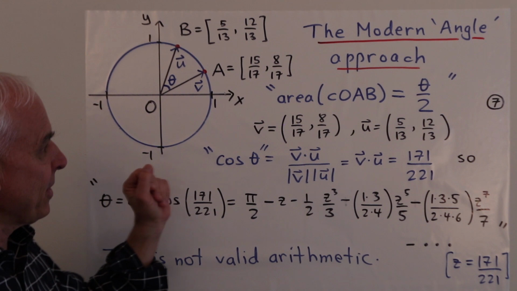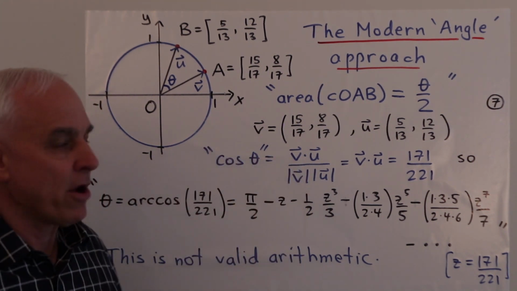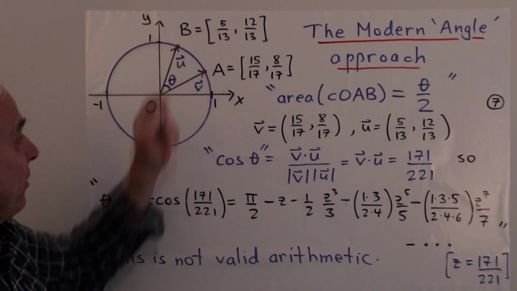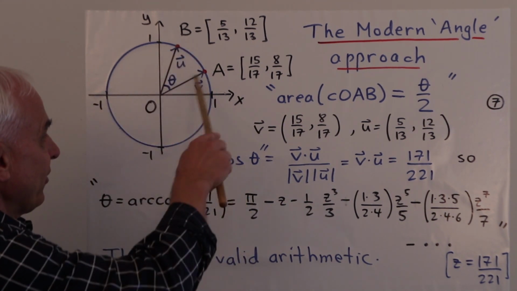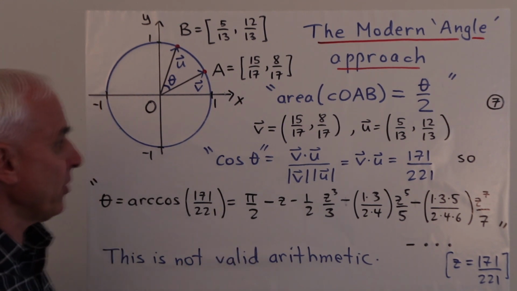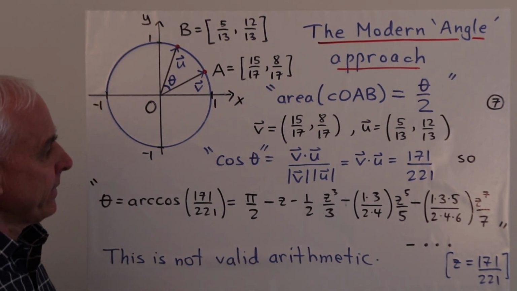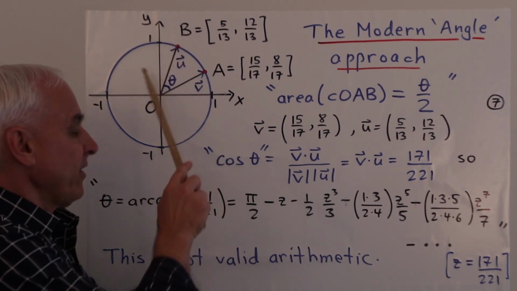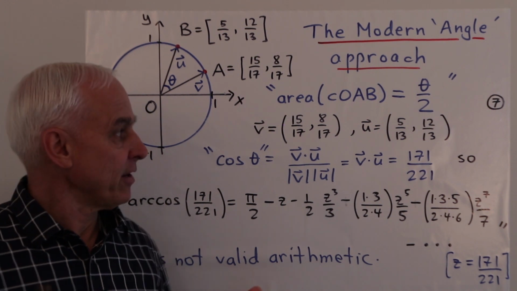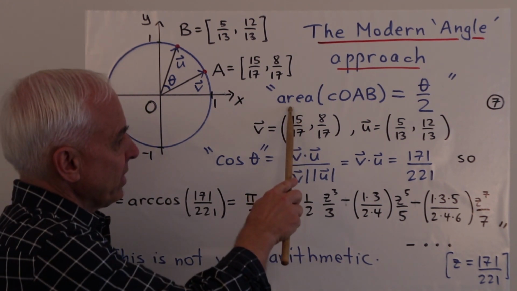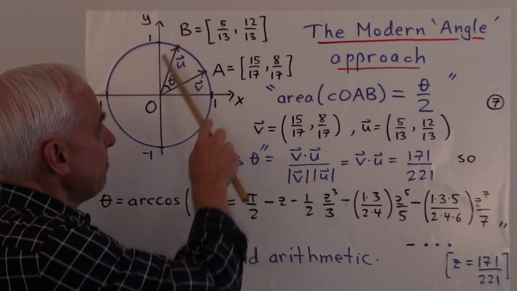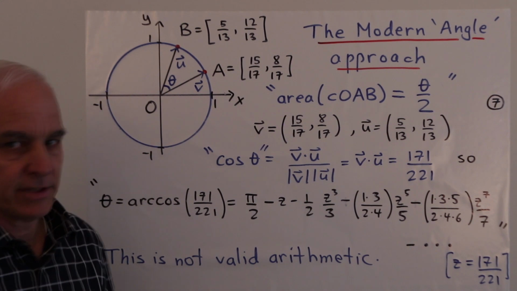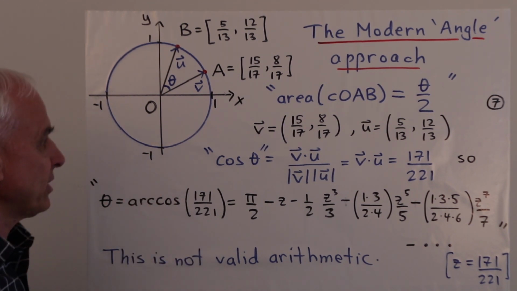So here is a brief overview of the modern angular approach to the same question. The same two points, here's A, here's B, and we're interested in this area of this circular arc. In modern treatments, the question of what this area is and the question of what this angle is are very, very closely connected. So the usual story is that the area of the circular arc, OAB, is half of the angle. Let's call the angle theta, okay, in quotes.